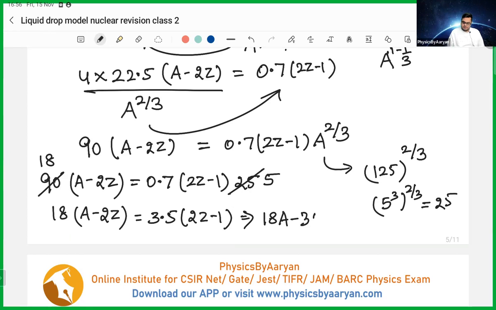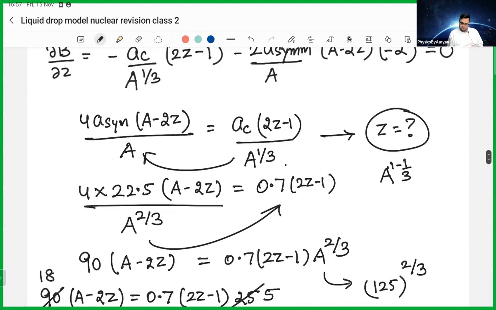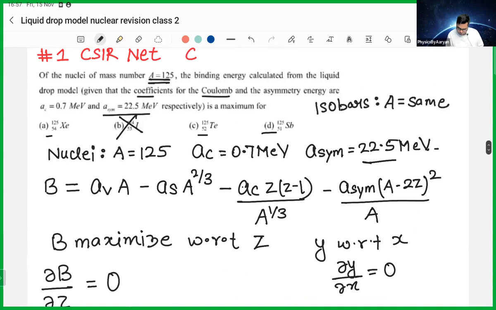18A minus 36z equals 7z minus 3.5. Now you can bring this z on the other side, so you will get 43z equals 18A plus 3.5. A you know already, right? A is 125. So z is 125 plus 3.5 divided by 43. So I am getting 52.4. So you see option C.